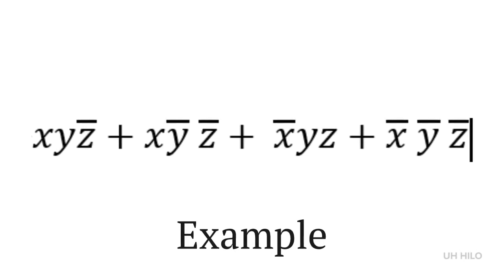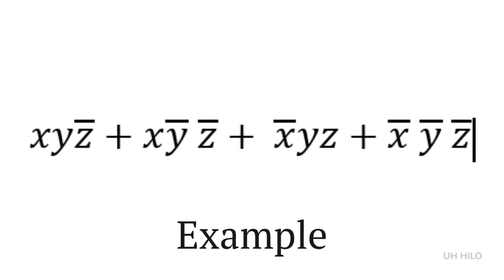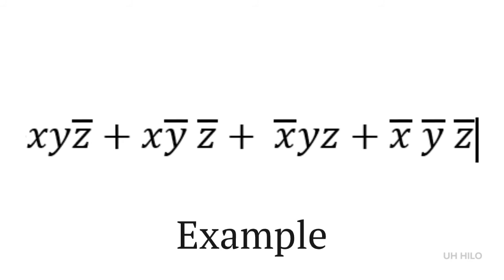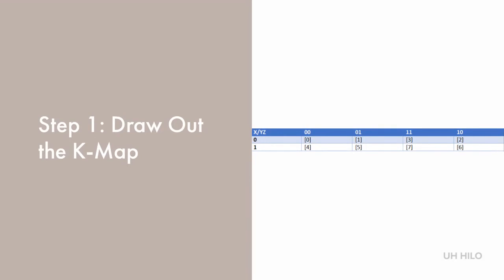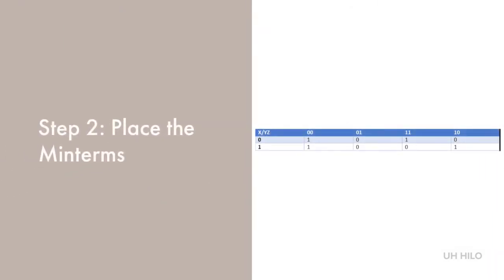You can find several different examples on pages 67 to 70 of the text. Here's one with 3 variables. Consider the equation xyz' + xy'z' + x'yz + x'y'z'. The minterms that are present here are m0, m3, m4, and m6. As a first step, we can draw out a template for a K-map with the minterms indicated in the square brackets. Next, we place the minterms m0, m3, m4, and m6 and set those to 1 on the map.